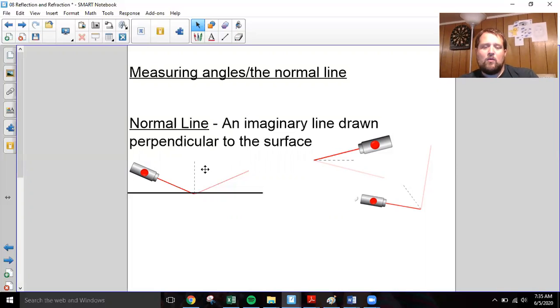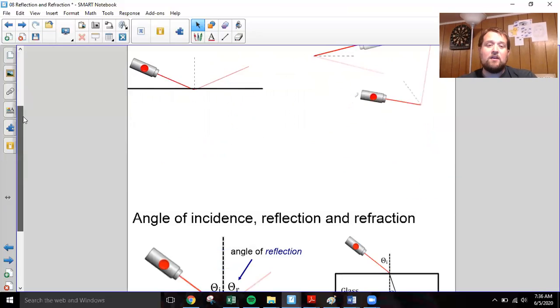And one thing the normal line basically does, as you see in all of these examples, I didn't draw the surface, is it basically cuts the path in half. So it's equal angles on both sides, which is one of the key findings from yesterday.